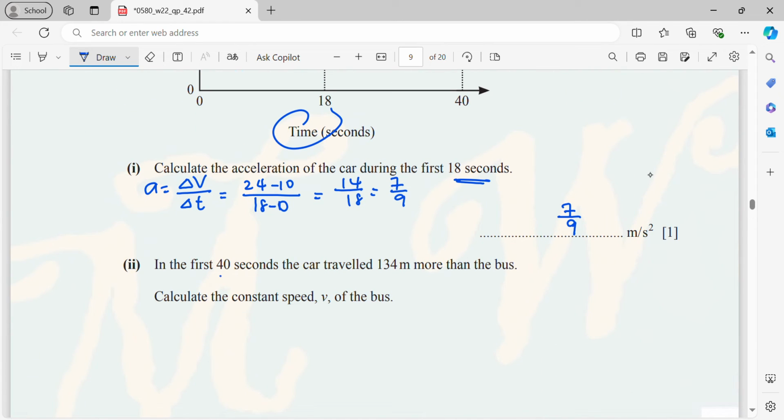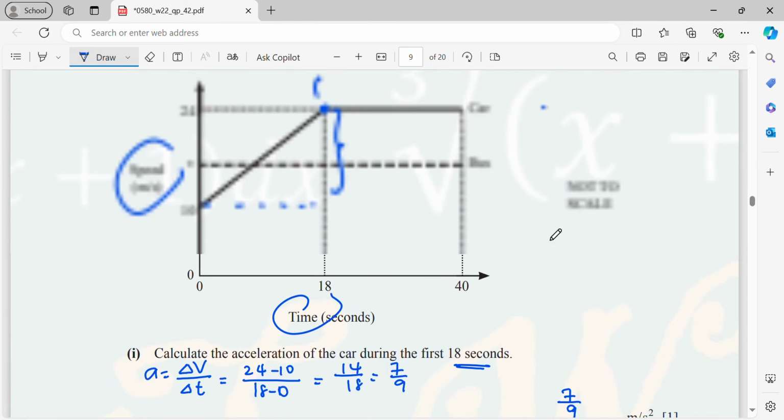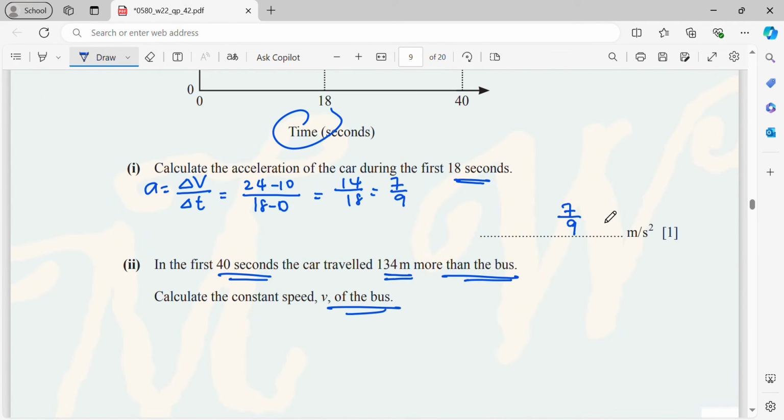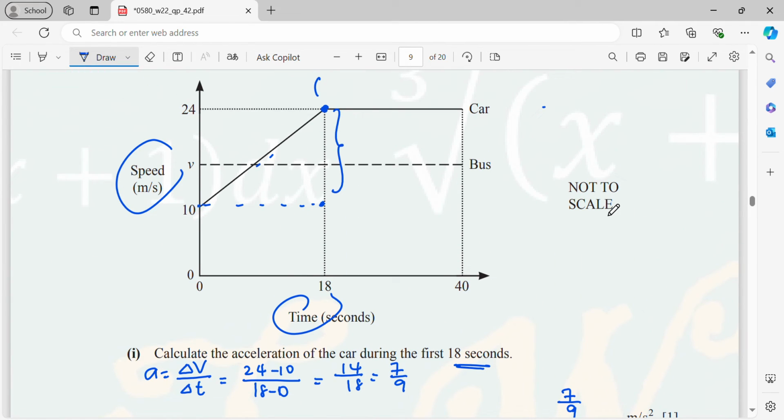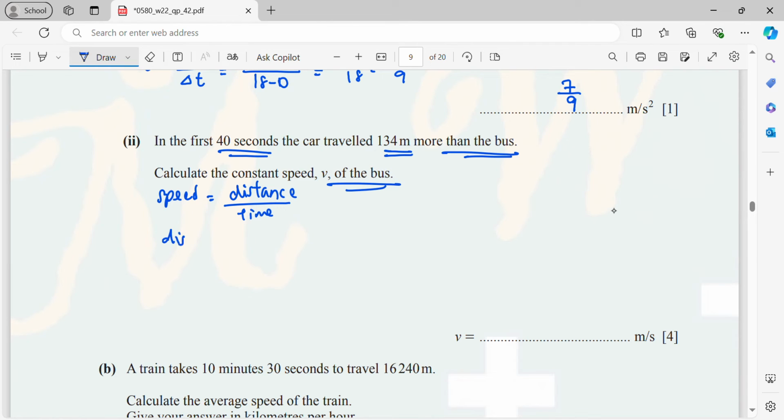Now part 2: in the first 40 seconds, the car traveled 134 meters more than the bus. Calculate the constant speed v of the bus. So here, in the first 40 seconds, the car traveled 134. Now that means the distance. Speed equals distance over time, so therefore your distance is basically speed times time.